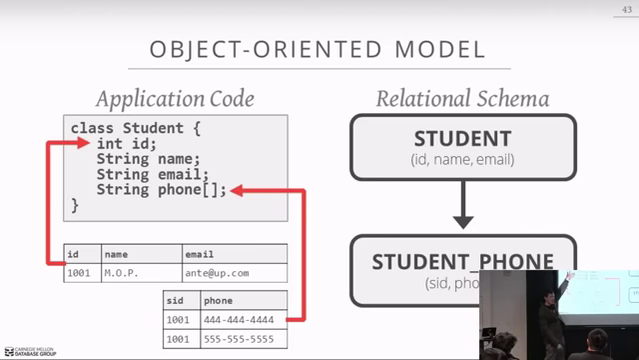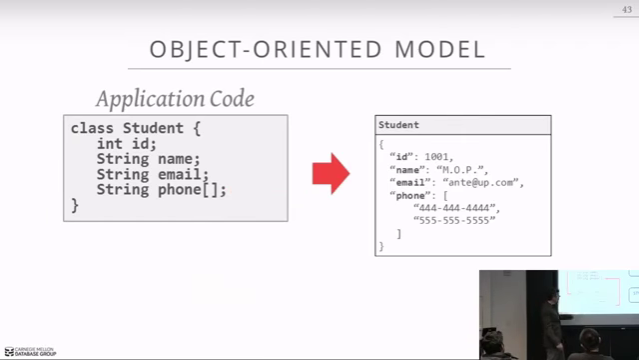Now if you wanted to instantiate this object in your application code, you would have to do a join between these two tables to get all the phone numbers for that particular student. Or you have to do two separate queries, which is slow, because that's two round trips back and forth between the application and the database system. So the object-oriented guys say, this is terrible, you don't want to do joins. What you really want to do is, when you instantiate an object, store it directly in the database system like this. So now when you want to get a single student, you fetch that one record, and you get all their phone numbers as well.